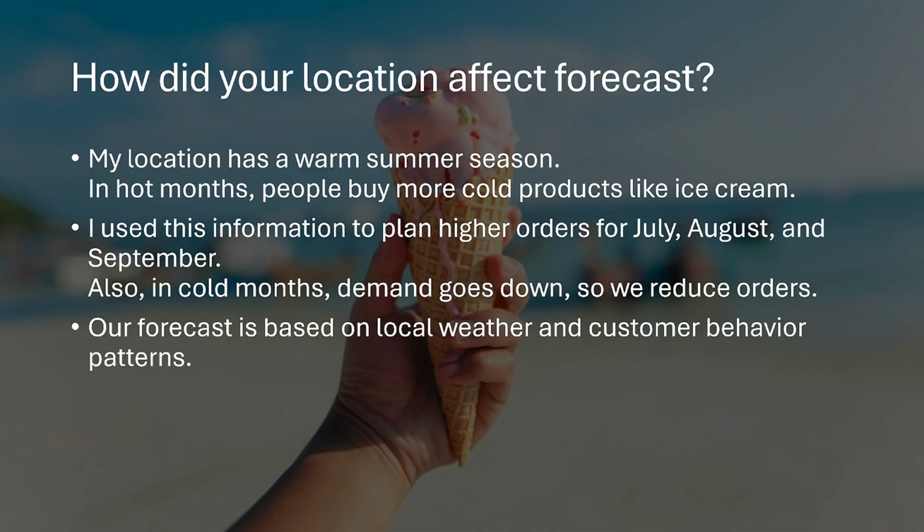How did our location affect the forecast? My location also plays a big role in the forecast. My location has hot summers, so people buy more ice cream in these months. I use this information to plan higher orders for July, August, and September. In colder months like December and January, of course, we reduce the orders. This way, my forecast matches local customer behavior. Understanding the local weather helps me make better decisions for the forecast.